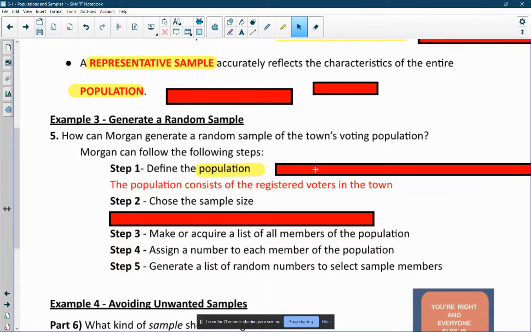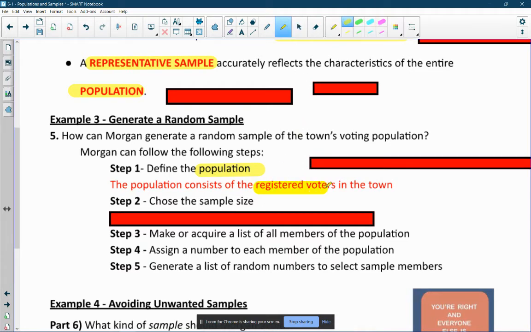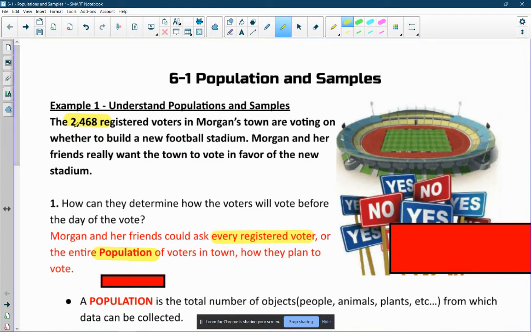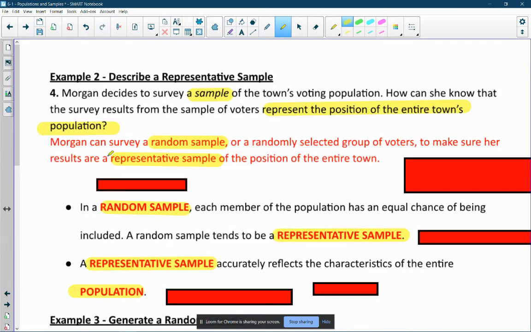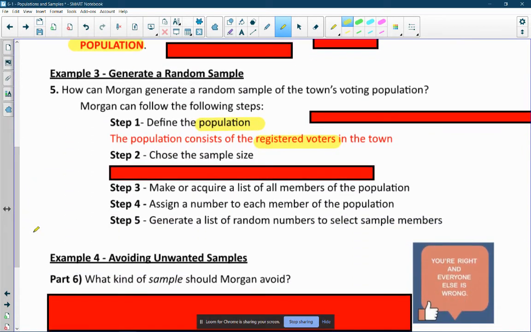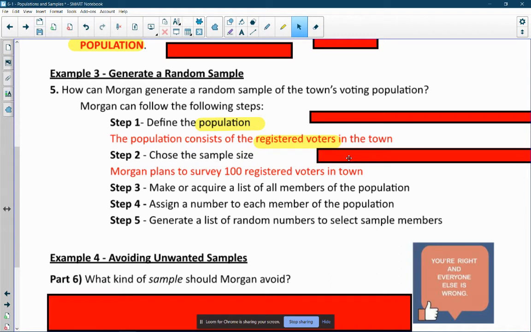Now for Morgan and her friends, the population would be all of the registered voters. If we look back to page 1, that would be 2,468 people. So her population would be those 2,400 people, all of the people that can vote. Now what she needs to do next is select a sample size. We said earlier that it's not reasonable for her to select all those 2,400 people, just like it wouldn't be reasonable for me to ask every single student in our building. She needs to select a smaller sample. So in this case, Morgan plans to survey 100 registered voters. That's going to be her sample. For me, if we wanted to know the favorite song, maybe I would ask 10 people from each grade, or 20 people from each grade.